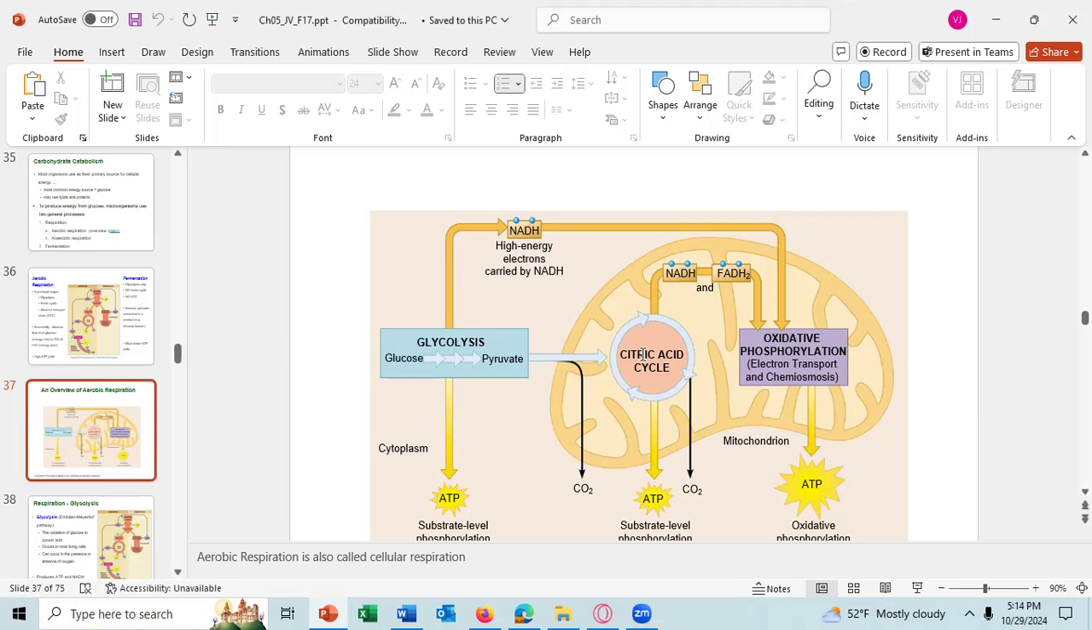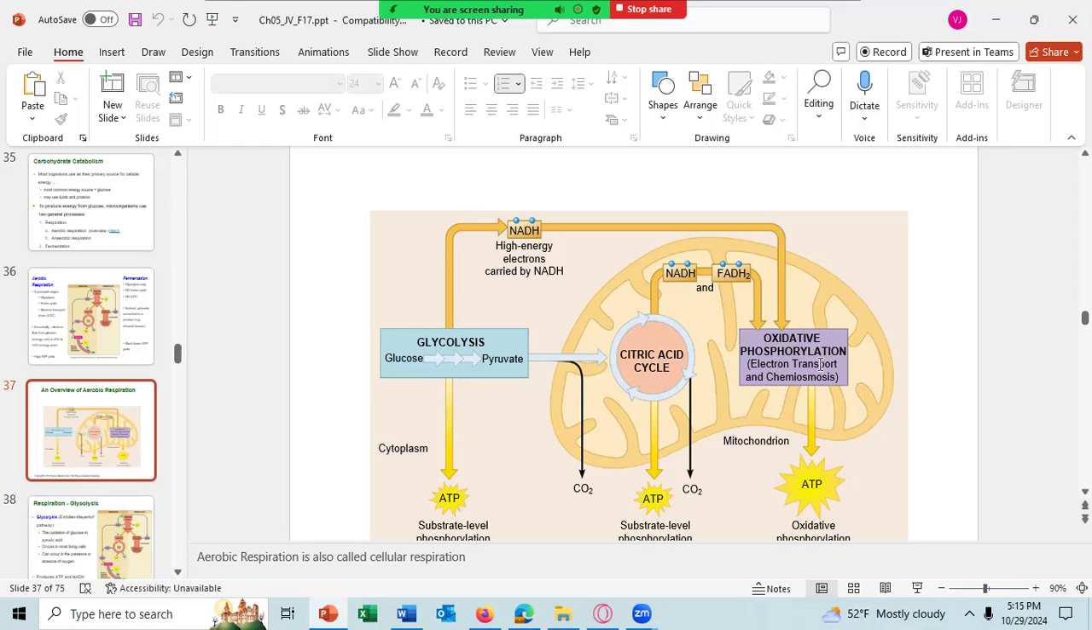In the Krebs cycle, we do make a little bit of ATP. We do make some CO2. And more NADH and FADH2 are made. NADH from both the glycolysis and the Krebs cycle, as well as FADH2 from the Krebs cycle, are electron carriers carrying electrons from glucose to the third part of the aerobic respiration, the electron transport chain, which is shown here as electron transport.